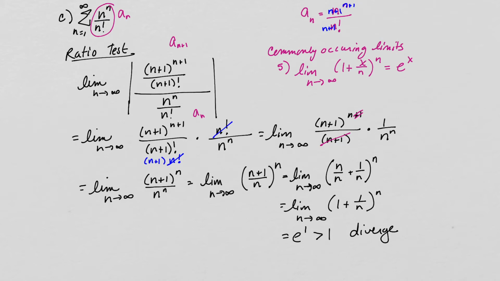So once in a while, you might need to use one of those limits. If you get to something and you're like, I don't know, try looking at those limits or have them close by because they might come in handy. So that's basically the ratio test.